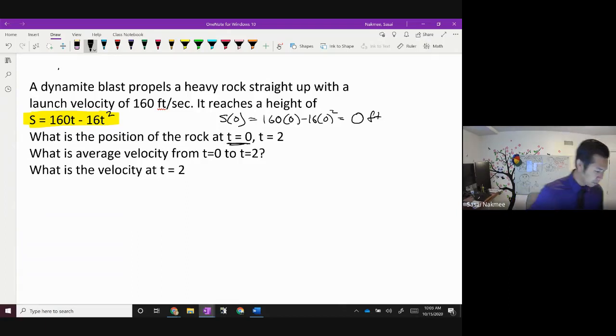Okay. So if you guys could, the Pear Deck is open right now. Can you find t equals 2 for me? Can you find out what the position of the rock is after 2 seconds? Can you go ahead and do that real quick?